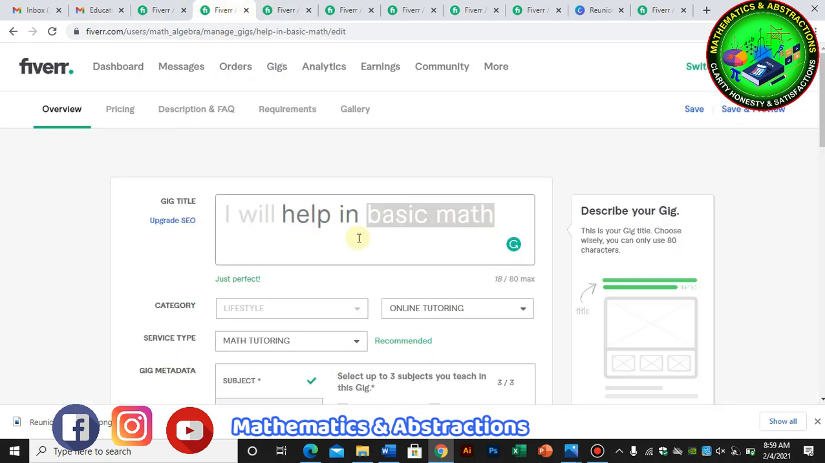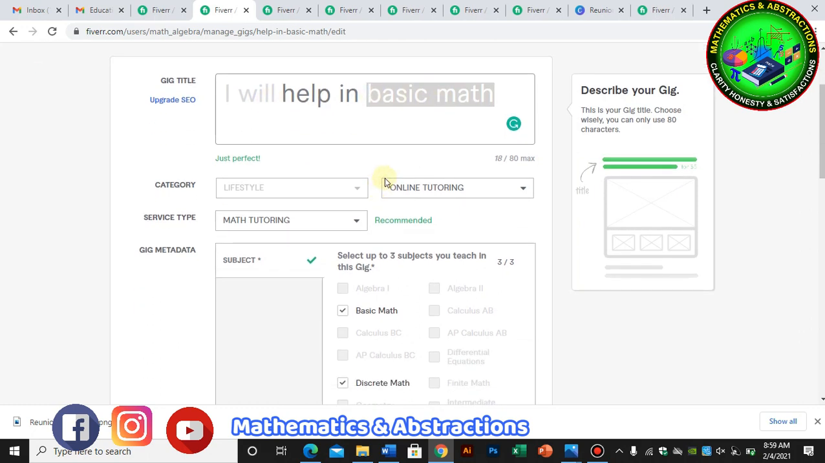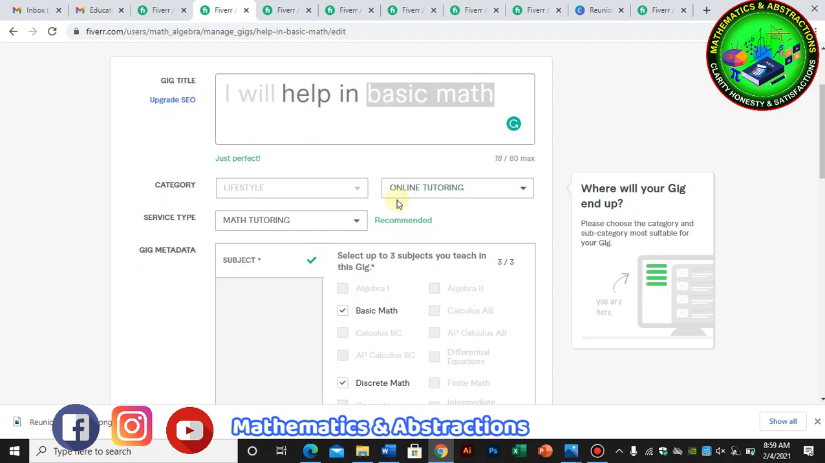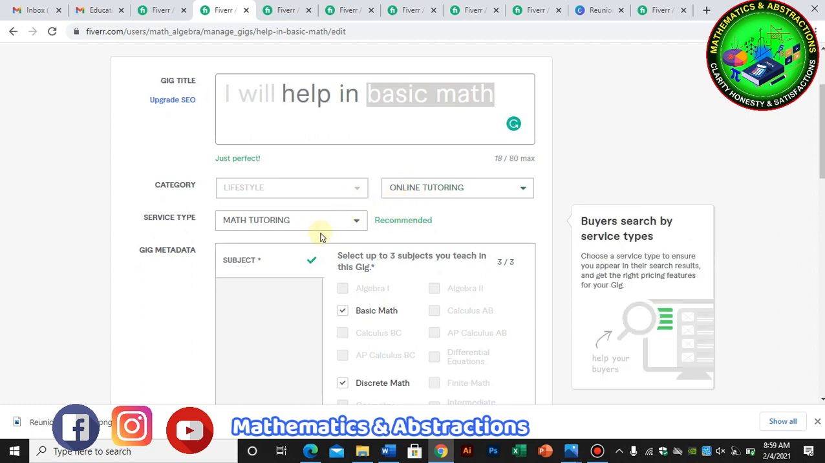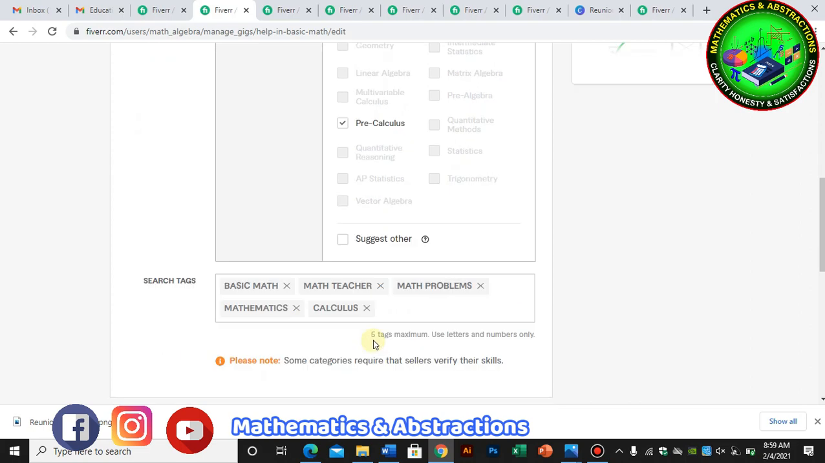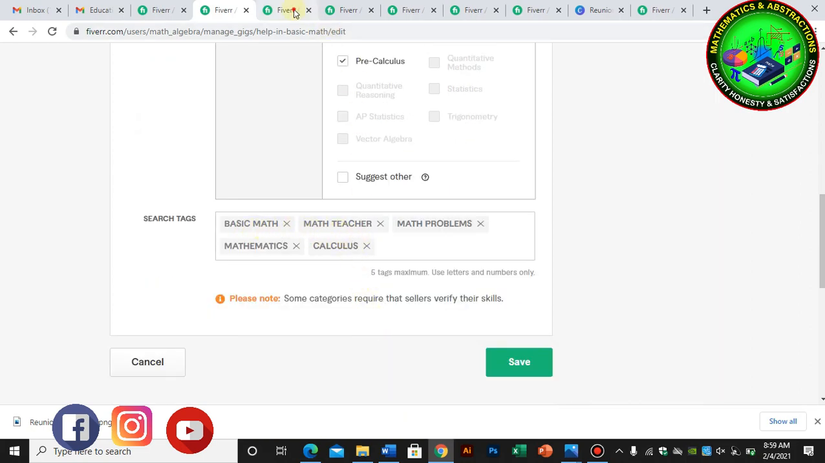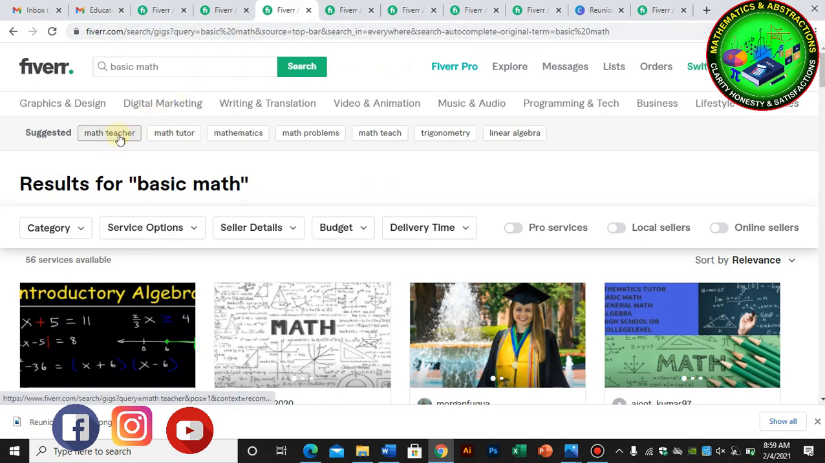So I have typed here help in basic math, and this automatically recommended the category, that is online tutoring. Also the gig metadata, I have chosen these three: basic math, discrete math, and pre-calculus. Also I have chosen these tags by searching these tags.